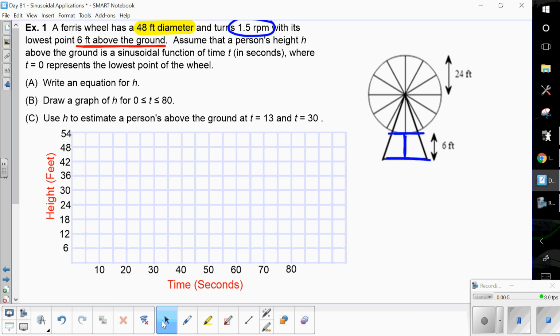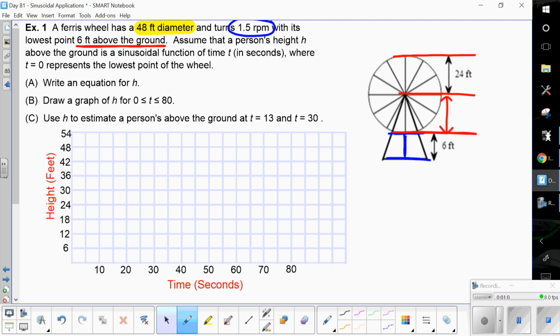And if the Ferris wheel has a diameter of 48, hopefully you would notice that the radius of each would be 24, which is a total of 48. And then this also helps us because I need to know the midline here. What is my horizontal shift of this particular graph? And if it's 6 feet off the ground plus 24 feet for the radius, that means that the middle of this Ferris wheel is suspended 30 feet in the air.